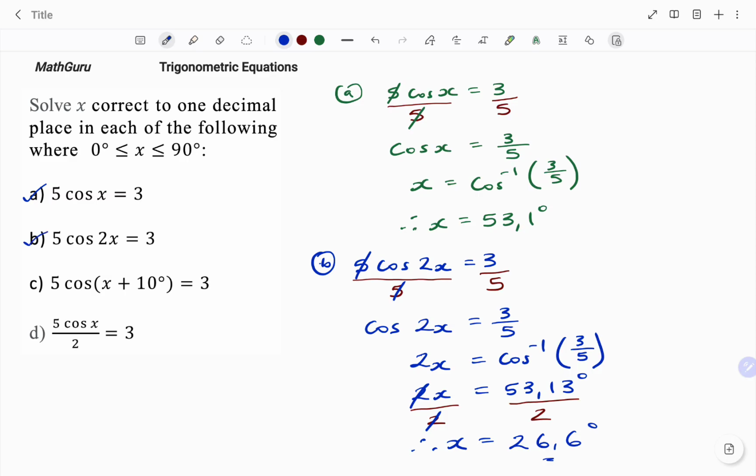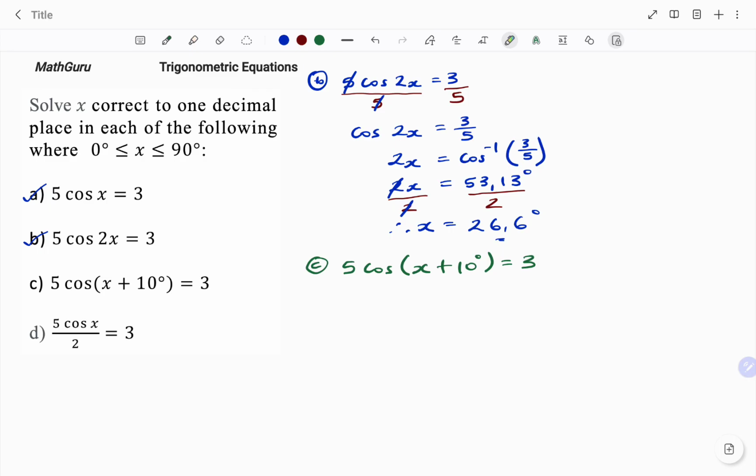Let's look at the third example, which says 5 cos of, in bracket, x plus 10 degrees equals 3. Note that because x plus 10 degrees is in the bracket, it refers to the whole angle as 1. So therefore, to start solving for x, the first step is to divide both sides by 5 to get rid of my 5 on the left hand side. Then I have 5 and 5, 1. I'm left with cosine of x plus 10 degrees equals 3 over 5, because as I explained earlier, x plus 10 is 1 as it is, it's an angle.